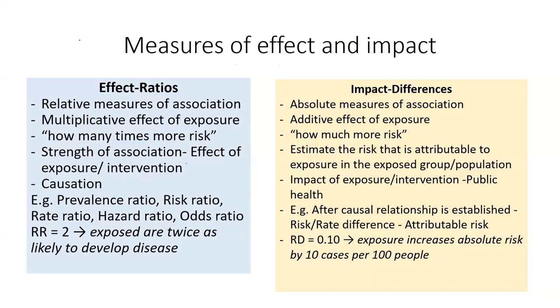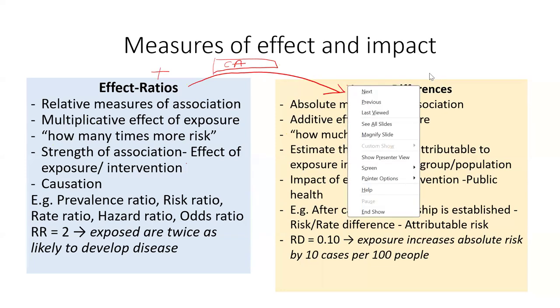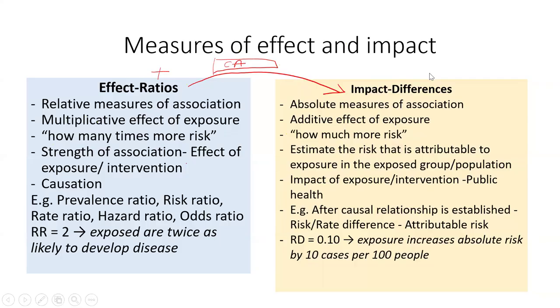Another important thing to remember is that once you calculate effect, you cannot directly calculate at the same time the impact. Once you say there is an effect of the exposure on the outcome, you have to go through the criteria of causal association and prove that this exposure is a cause of the outcome. And after proving causal association, only then you should calculate the impact, that is these absolute differences or absolute measures of impact of the exposure on the outcome.